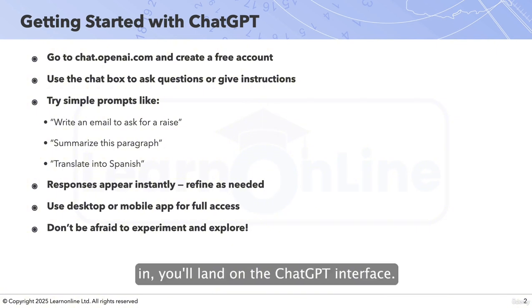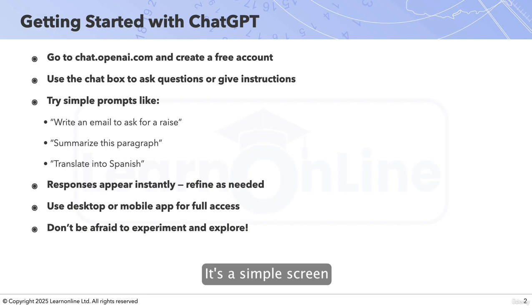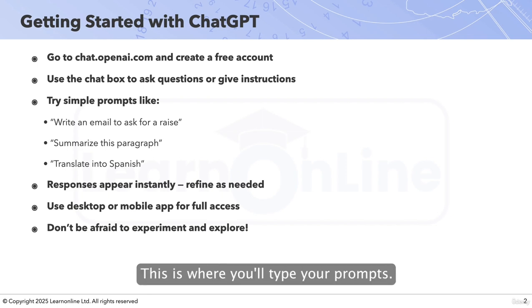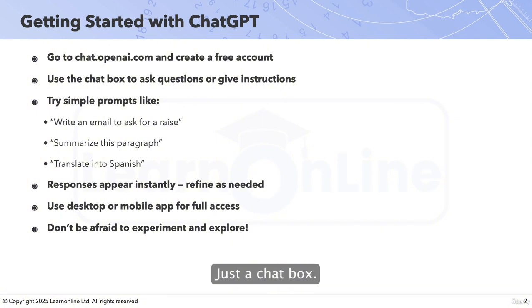Once you're logged in, you'll land on the ChatGPT interface. It's a simple screen with a blank box at the bottom. This is where you'll type your prompts. That's it. No installation, no setup, no complicated dashboard. Just a chat box.